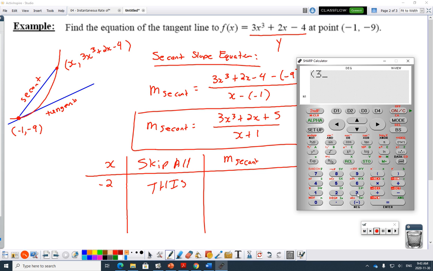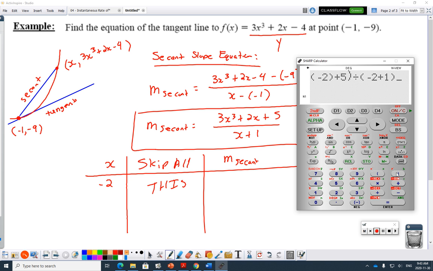So 3, bracket, what was it? What am I typing in? Negative 2 cubed plus 2 times negative 2 plus 5. And then you've got to close the bracket for the numerator. That's how it's different for you non-fraction button people: you have to open and close a bracket for the numerator. Then you go divided by, and you do the same thing for the denominator. Open a bracket for the denominator, put in the negative 2 plus 1. Sorry, this calculator on screen is slow and awkward.